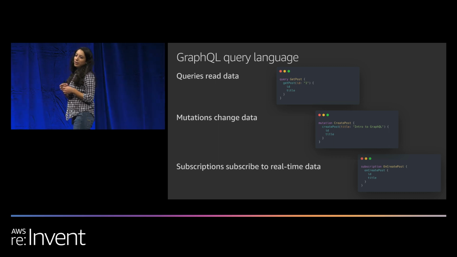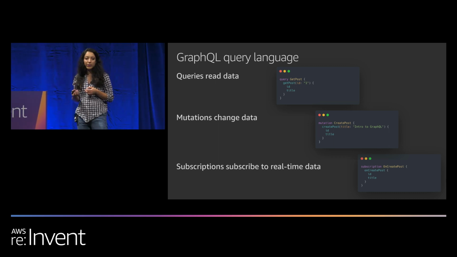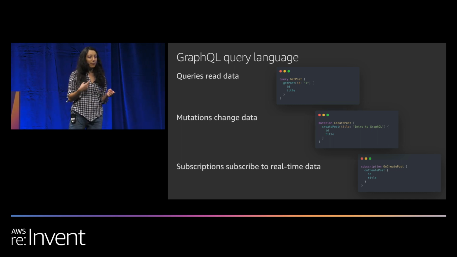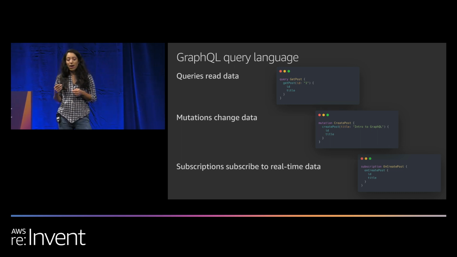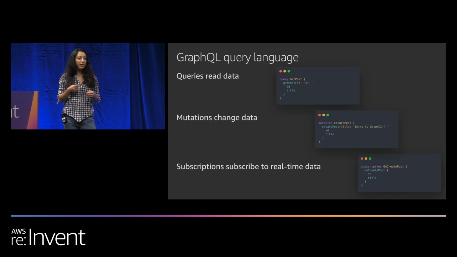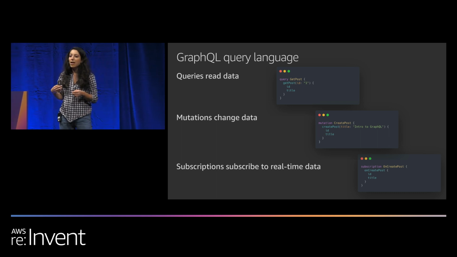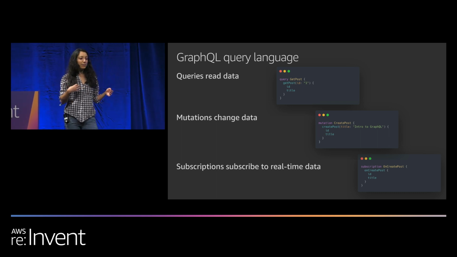With mutations, you can update and delete your data from your data sources, and subscriptions allow you to subscribe to updates in your data sources. AppSync only allows subscriptions in response to mutations. So what that means is you can attach a subscription operation to any mutation, and when a mutation happens, you will get an update, like a notification.